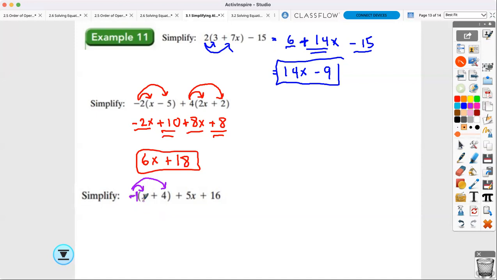But if you look inside the parentheses, the x and the 4 are positive. So just the x becomes negative and then the 4 becomes negative. Then I bring everything else down. And then I look, I can combine x with x, constant with constant. Negative x plus 5x is 4x. Negative 4 plus 16 is positive 12. And we are done.